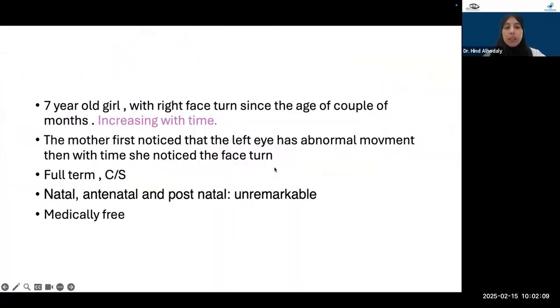So this is a 7-year-old girl with a right face turn since the age of a couple of months. It is increasing with time, according to her mother. The mother first noticed that the left eye has abnormal movement, then with time, she noticed the face turn. The baby is a full-term product of a CS section. Natal, antenatal and postnatal history was unremarkable, and she was medically free.